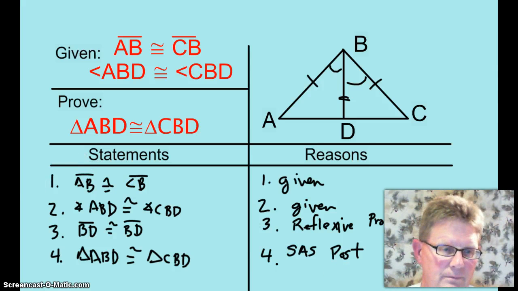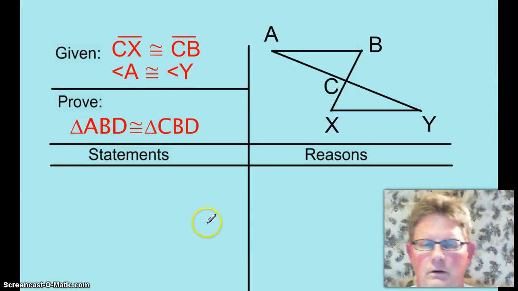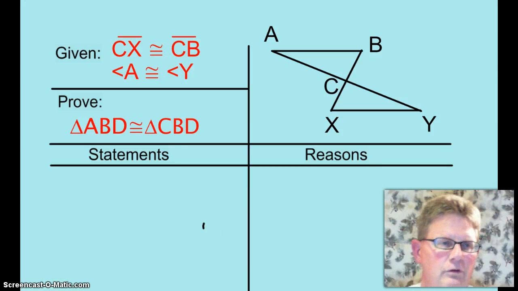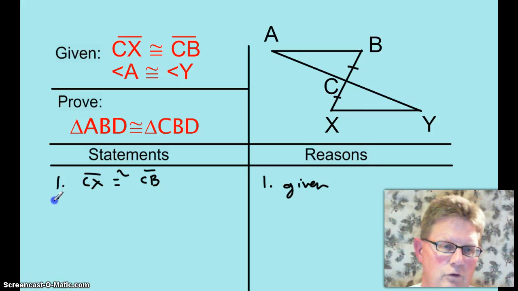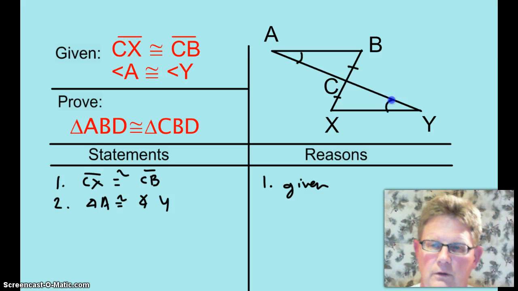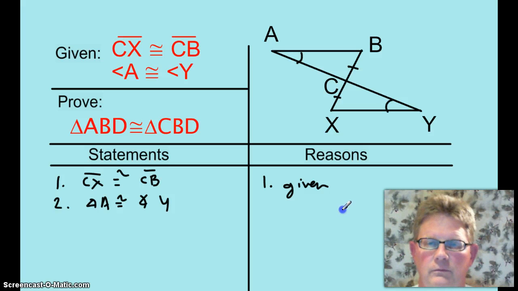Alright, let's go ahead and move on. Alright, start out with given. We'll say that segment CX is congruent to segment CB because it's given. When you say it, mark it. CX congruent to BX. 2. Angle A congruent to angle Y. When you say it, mark it. So those are our only two givens.